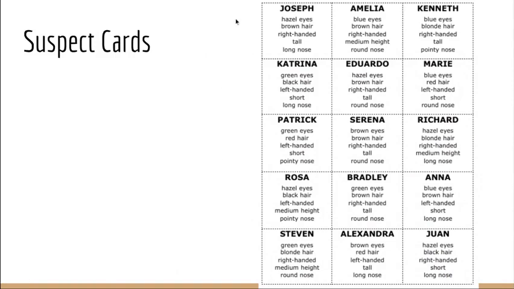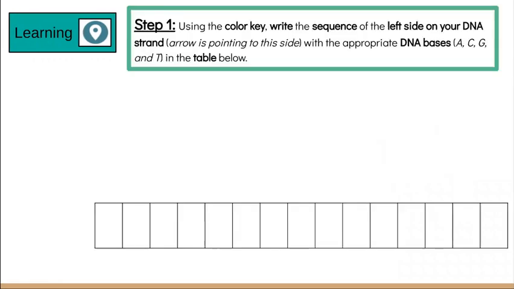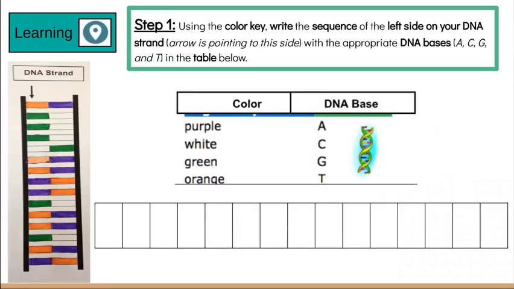This is the suspect cards that you are given. So these are all the people that are suspected of committing the crime, and you need to figure out the 3 of this list that actually committed the crime. To do this, you are going to divide your DNA strand into what is called a codon, which is a set of 3 consecutive DNA bases that codes for a specific trait. I'm going to walk you through how to do this step by step.